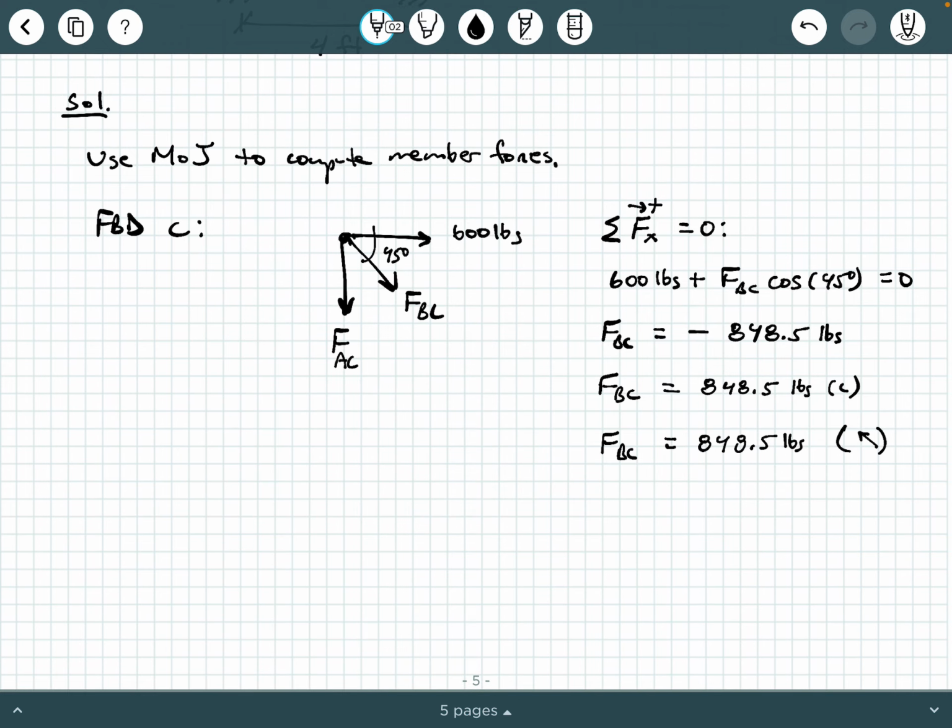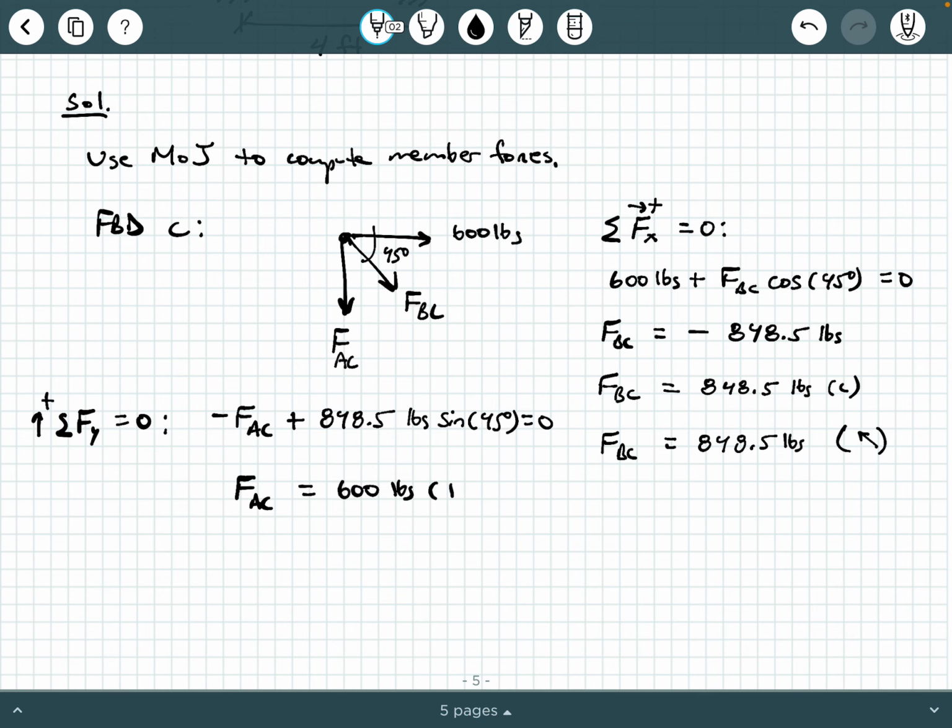Are we done yet? Well, no, we need to say sum of the forces in the y direction equals 0. And so here we're going to say minus FAC plus 848.5 pounds times the sine of 45 degrees equals 0. Why positive here? Well, from our previous step, we figured out that because FBC is in compression, FBC is pointing at the joint, which is really pointing into quadrant 2, which has a positive y component. That's why this comes out positive, whereas in the previous step, we yielded a negative number, okay? So again, nice little review of method of joints. So do some rearranging. FAC will be 600 pounds in tension, okay?